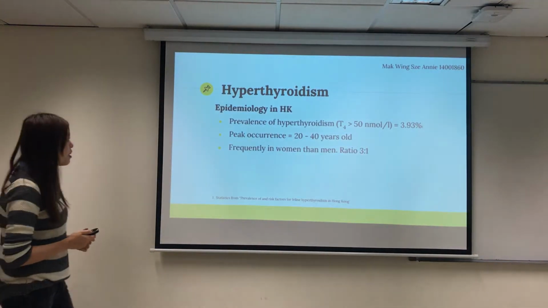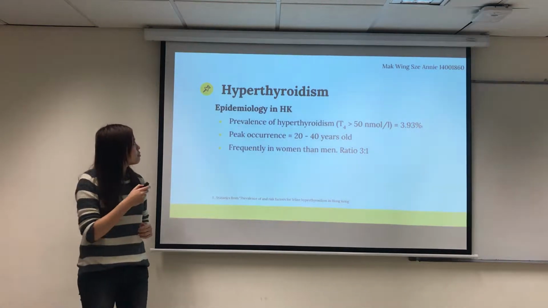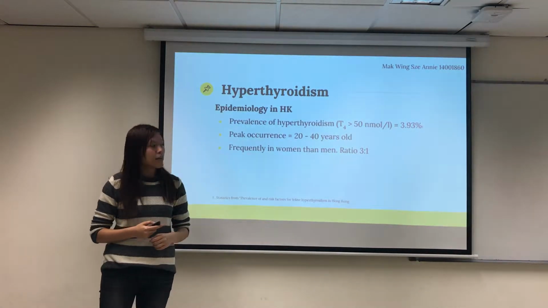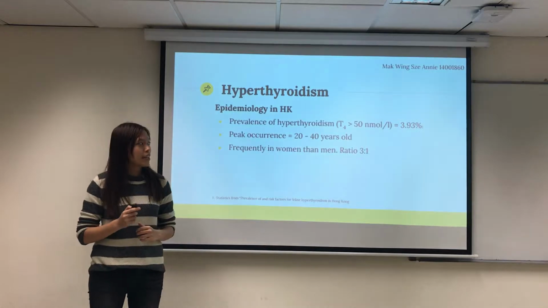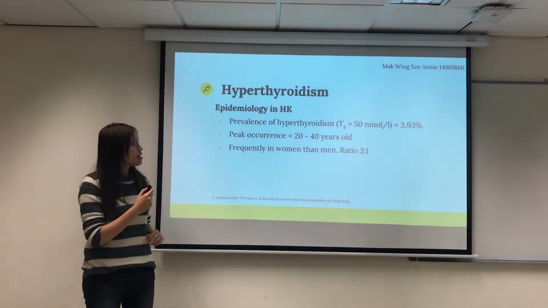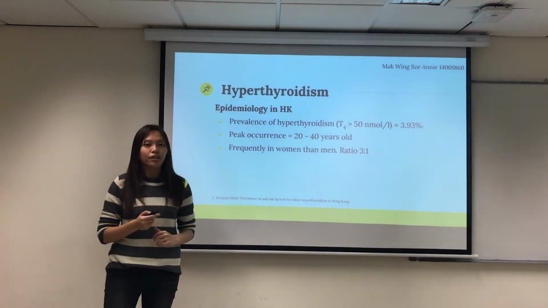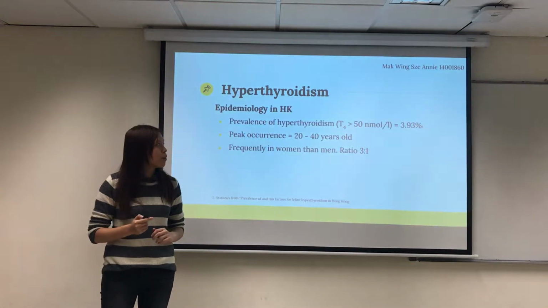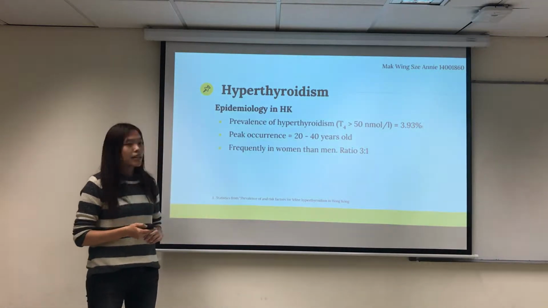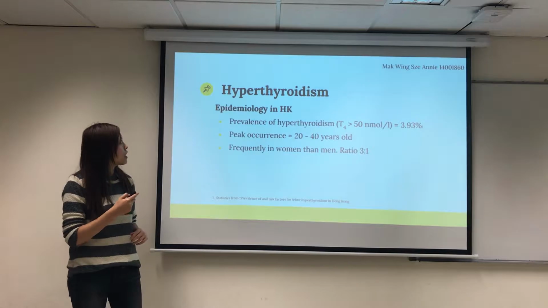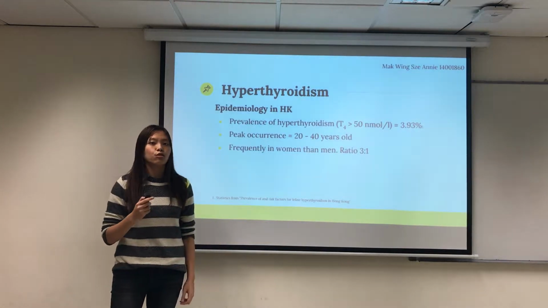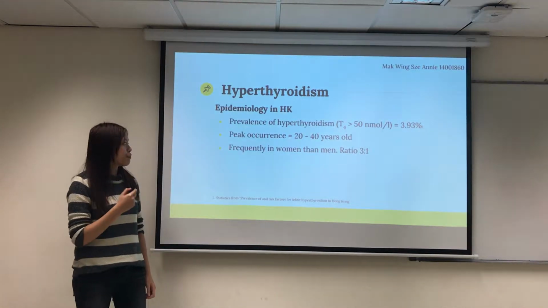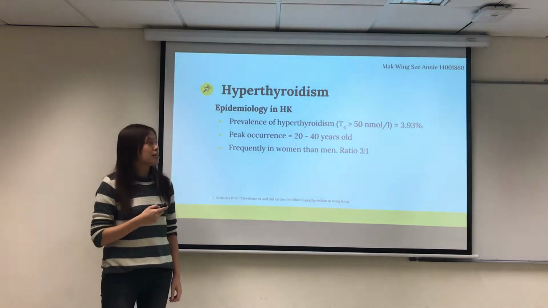For the epidemiology in Hong Kong, the prevalence of hyperthyroidism is 3.93%, and it is defined by T4 larger than 50 nanomole per liter. The peak occurrence of hyperthyroidism is 20 to 40 years old, and it is more frequent in women than men.